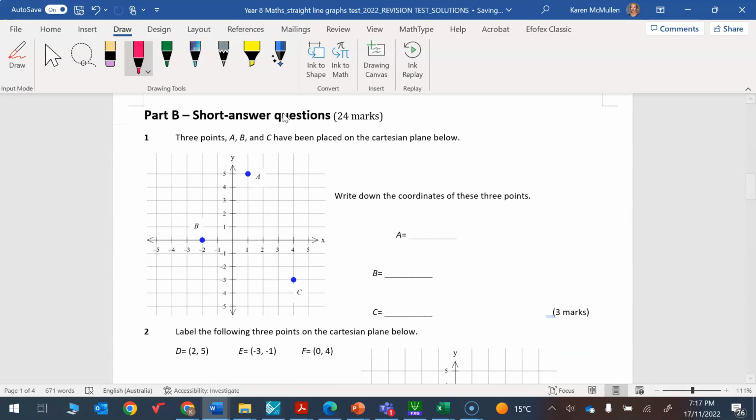All right, moving on to the short answer questions. It's a bit annoying how it's just gone a bit skewed there. Let me just tidy that up.